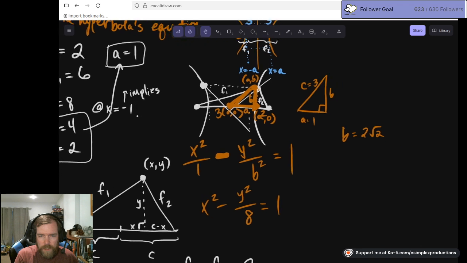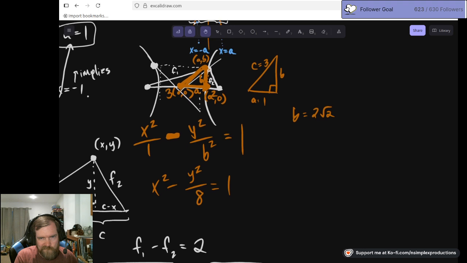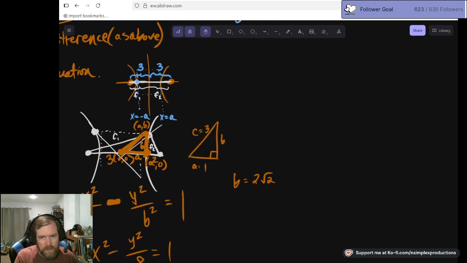Alright, gonna have to rehash this. When we did it, we found that b was going to be equal to 2 root 2, so b squared was 8. So this got us the equation of the specific hyperbola that we were looking at, x squared minus y squared over 8 equals 1.